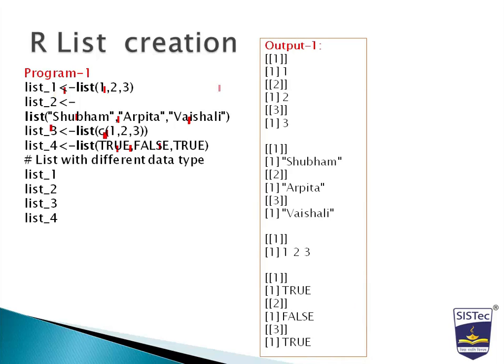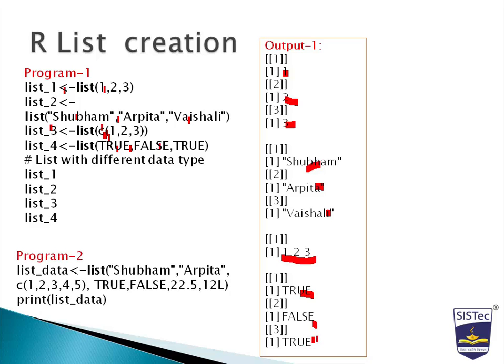In the first list the values 1 2 3 are taken as three different elements of the list. Similarly, in list 2 we take three different names as different elements of a list. But in list 3 when we use the c function, this 1 2 3 is treated as a single list element. In list 4 true, false and true are inserted as they are.